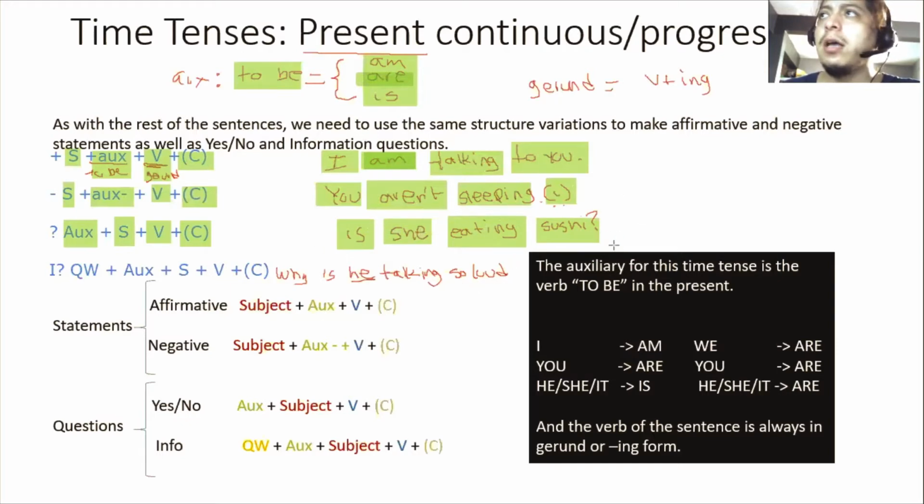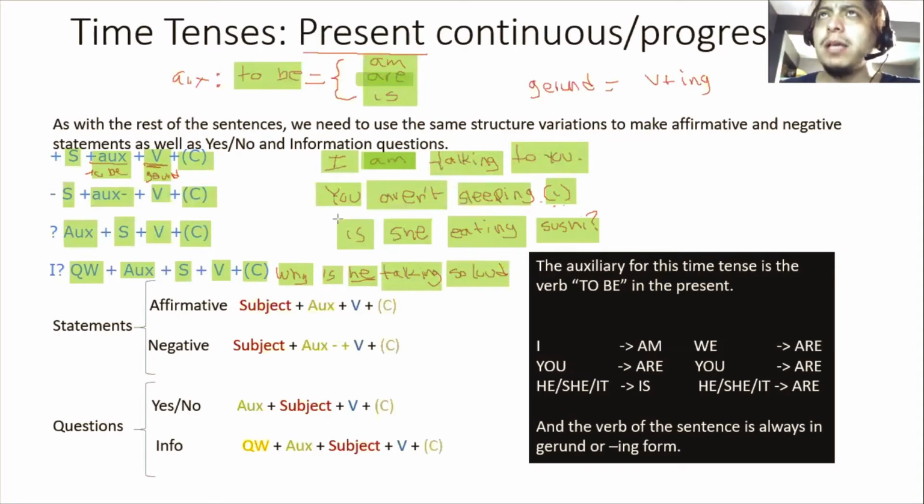So you have auxiliary, subject, verb, and complement. This is a yes/no question. Is she eating sushi? Yes, she is. Or no, she's not. If you have an information question: question word, auxiliary, subject, verb, always with ing, and complement.